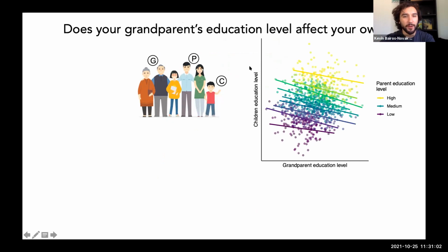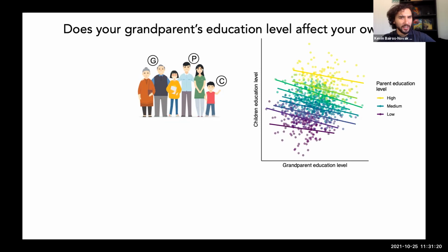So just remembering this example, we had the grandparents, parents, and children as G, P, and C. And we saw that basically when we put parents into the model, we had a negative effect of grandparent education level on their grandchildren's education level. So what the heck is going on with this?